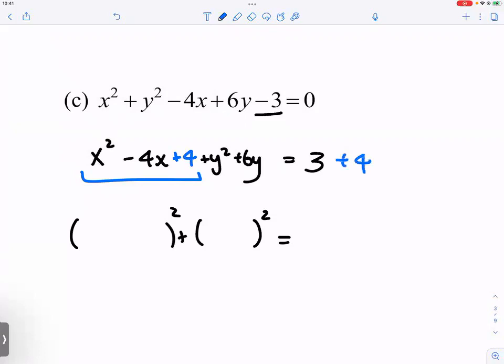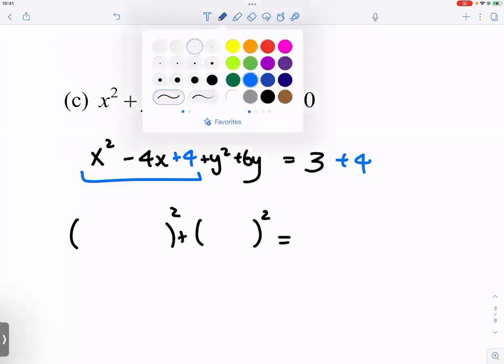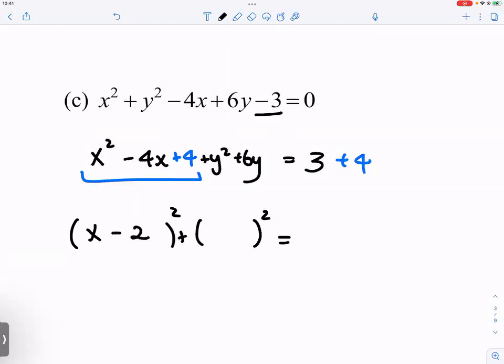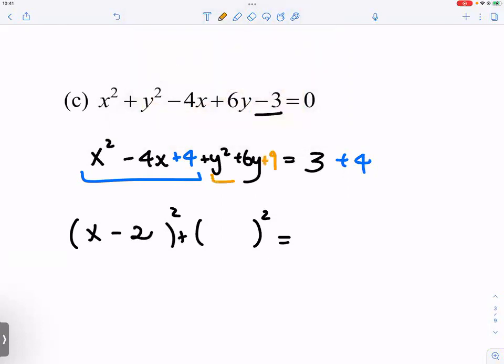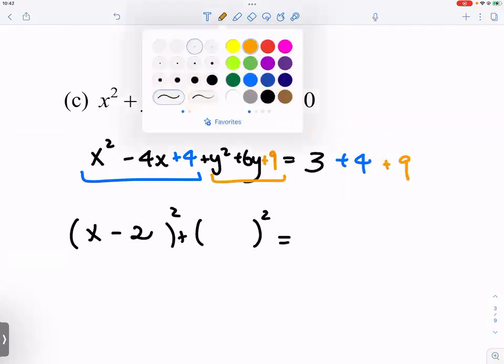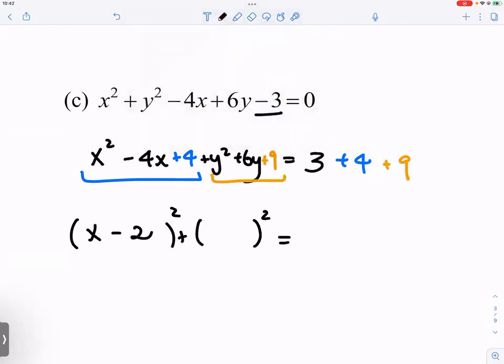Now, when you add 4 on the left, immediately add 4 on the right, because if you leave it for too long, you will forget. So we have x minus 2 squared. That's equivalent to this whole thing. And then y squared plus 6y, we are missing what? We are missing 9. Well, let me go ahead and use orange in this case, +9. So you're going to add 9 over here, so you have y plus 3 squared as a result.